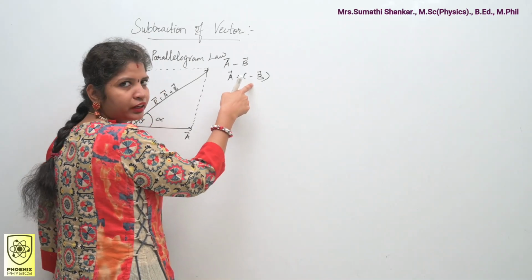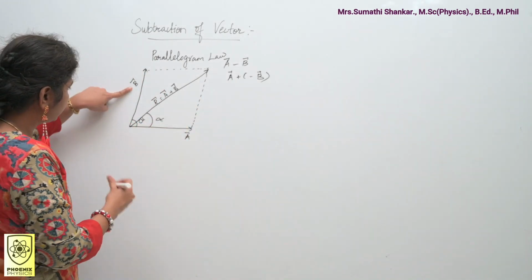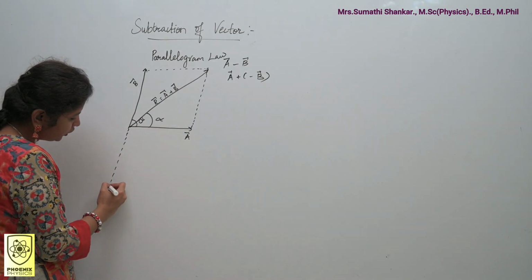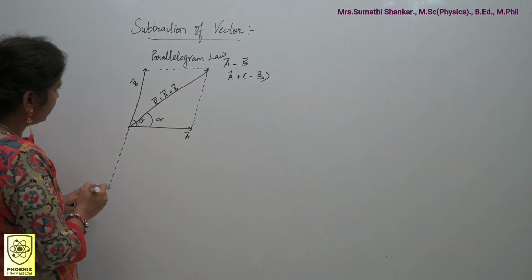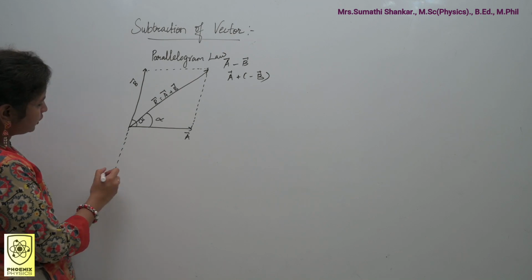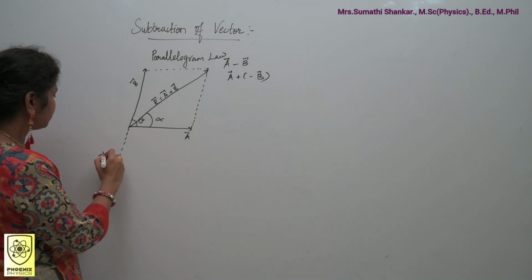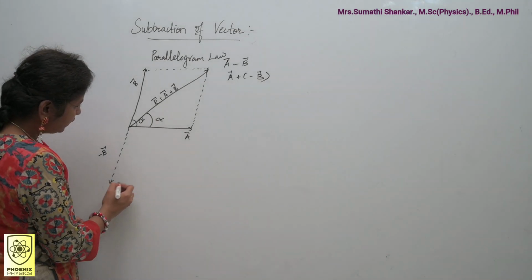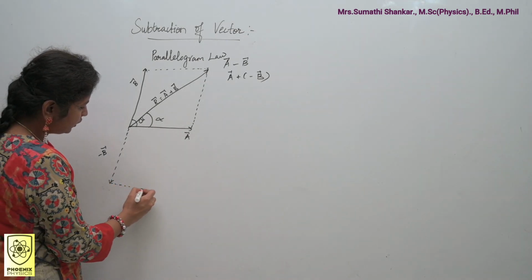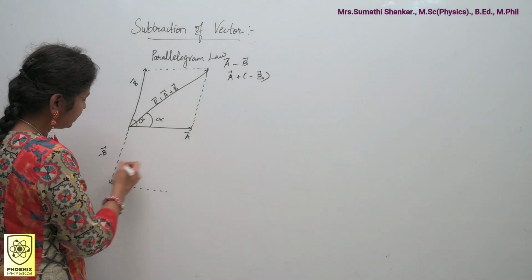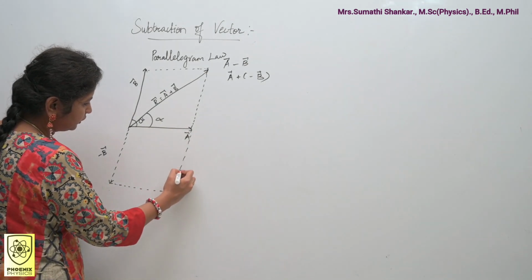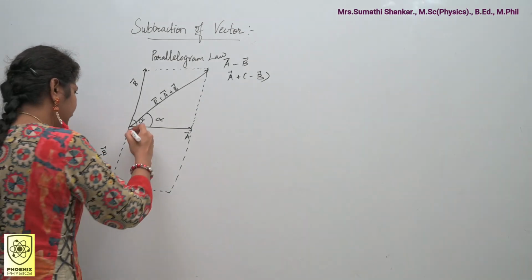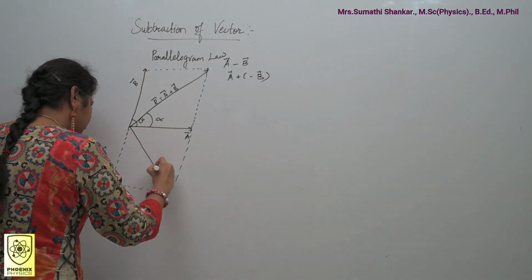How do you draw the negative vector? This is my B vector. Simply draw like this, just change the direction without changing the magnitude. So without changing the magnitude, this is my negative B vector. Similarly, you draw a parallel line to the A vector and draw another parallel line to the B vector. You know that the resultant will act on the diagonal. So this is my diagonal.